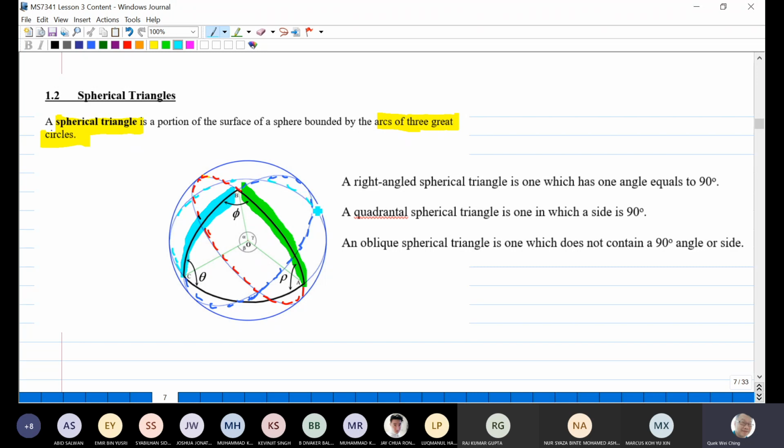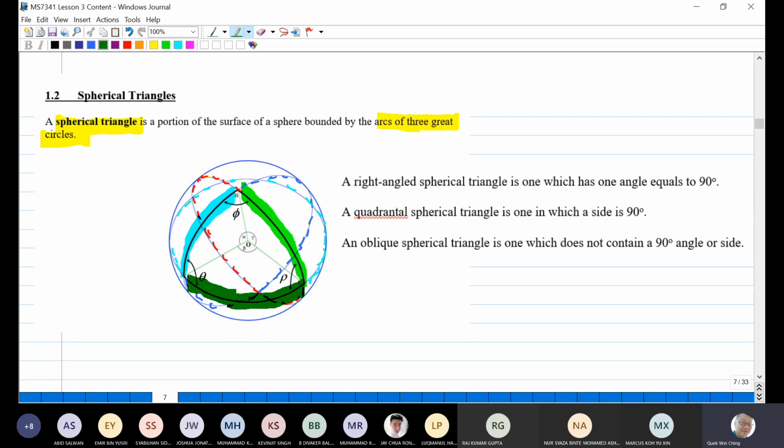Okay, a big circle until we get this one. So now we got a big circle here. These three arcs form a triangle.